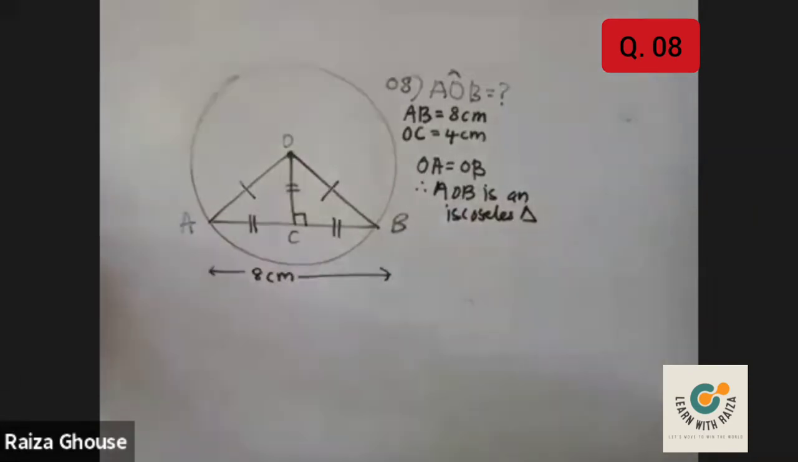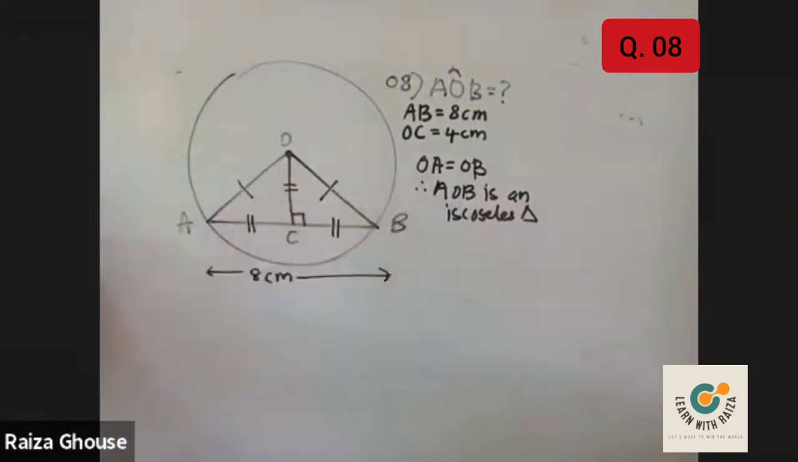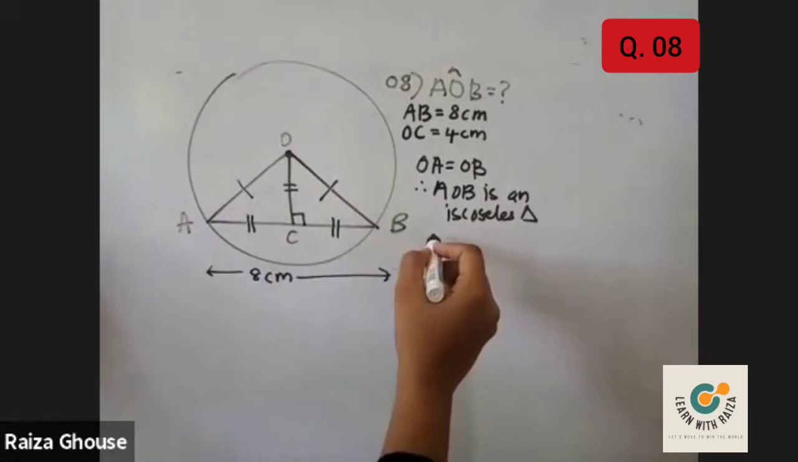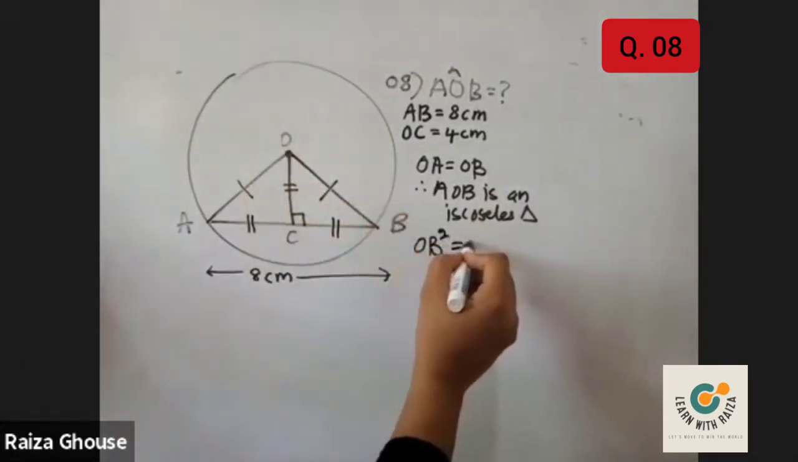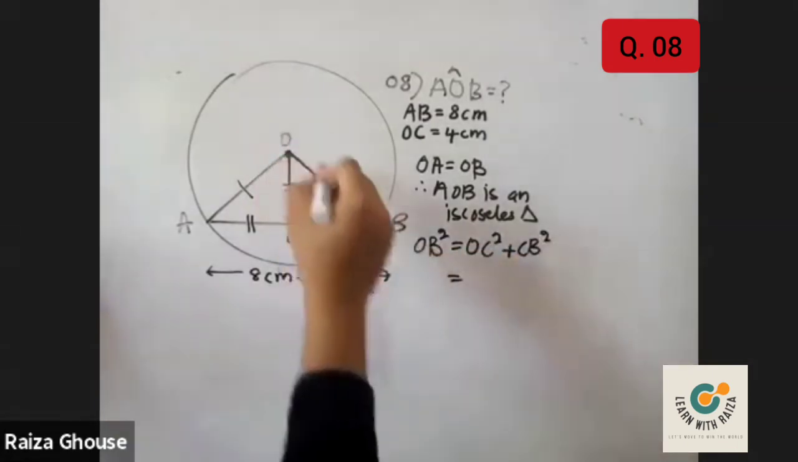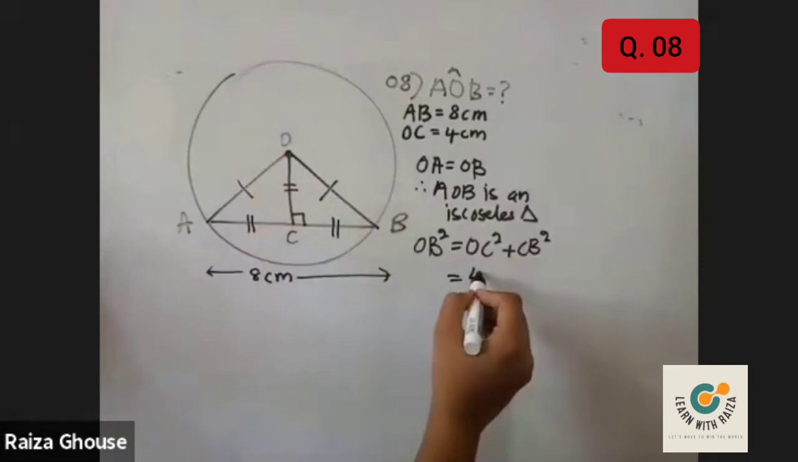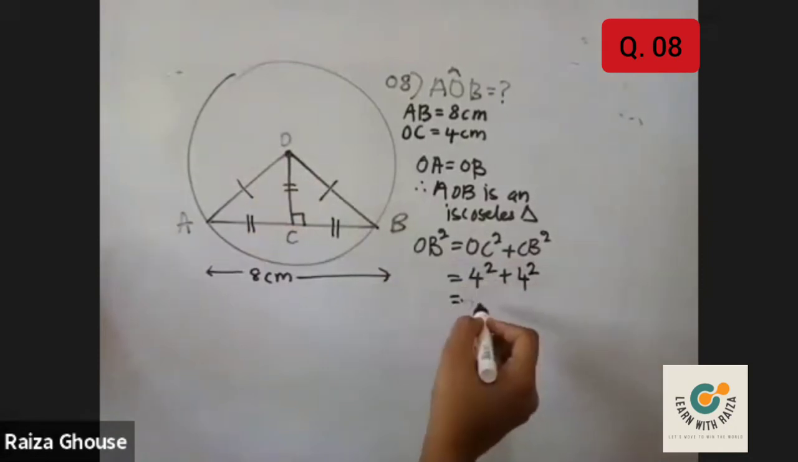What can you tell now? You can use the Pythagoras relation to find the length of OB, the radius. That's what we want to find here now. So we can do the Pythagoras theorem for this triangle. OB squared equals OC squared plus CB squared. OC squared, we know that 4 squared. CB squared also 4 squared. So 16 plus 16.